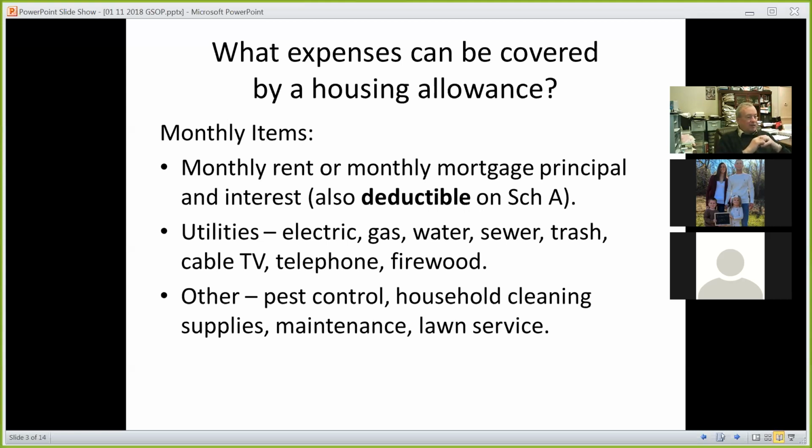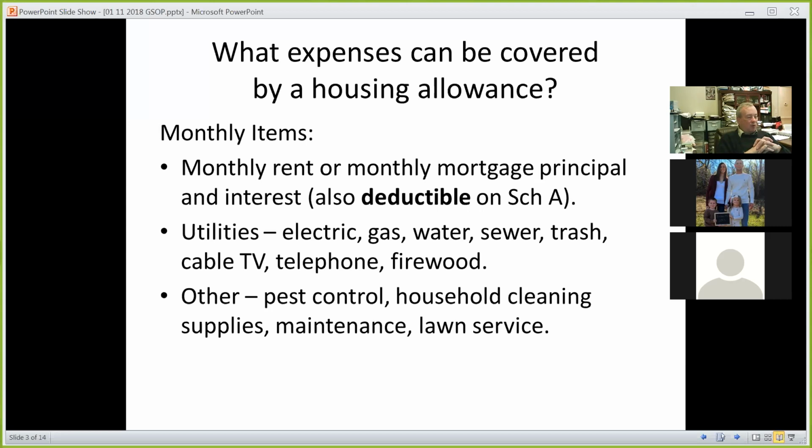All your utilities, your electric, your gas, your sewer, your water, your trash, your cable TV, your telephone, your firewood. I say telephone, and that would be a landline. There's probably less argument for a cell phone than there would be for a cable TV or a telephone. And from that standpoint, internet would be allowable as a utility as well.